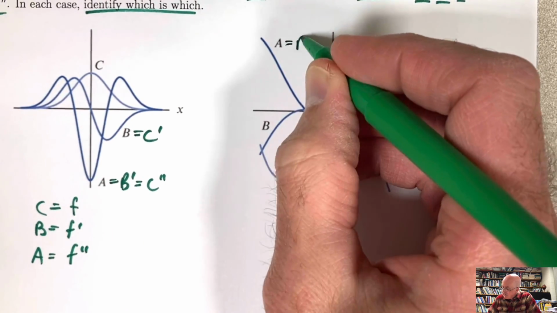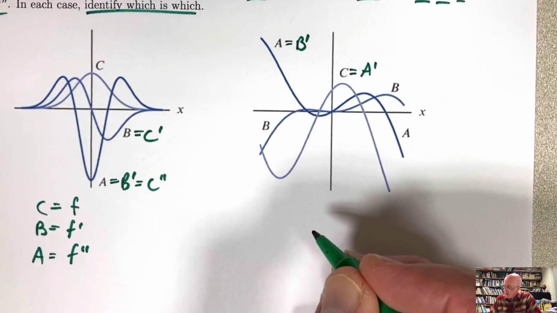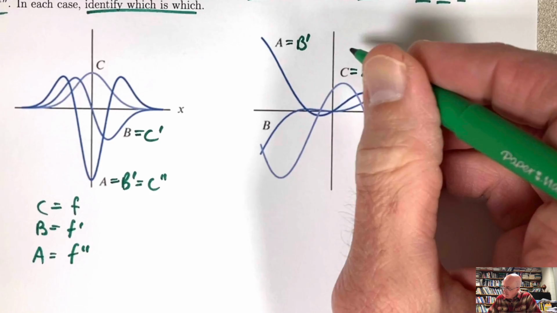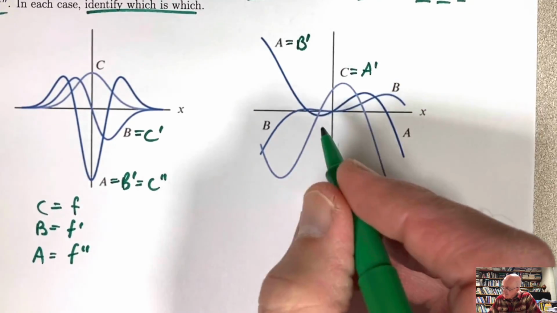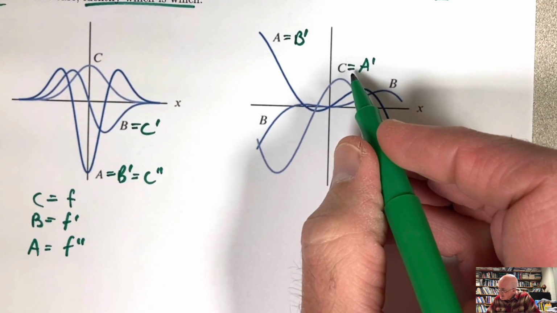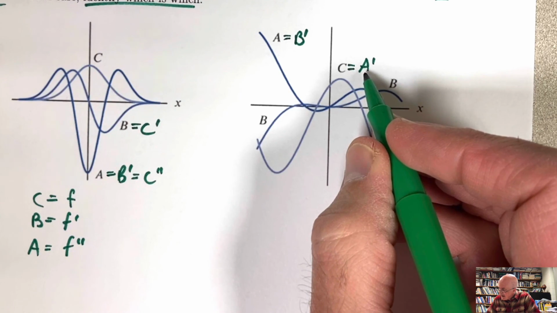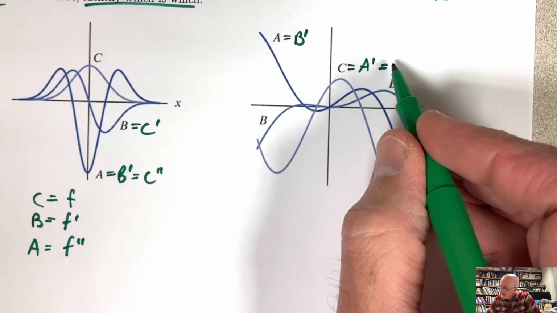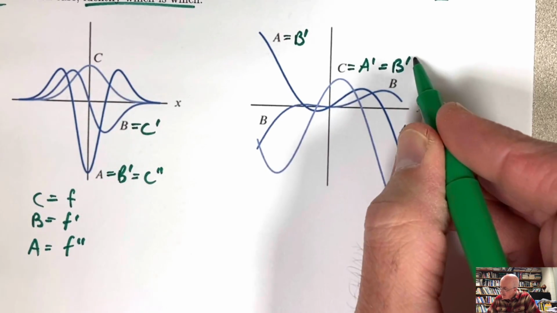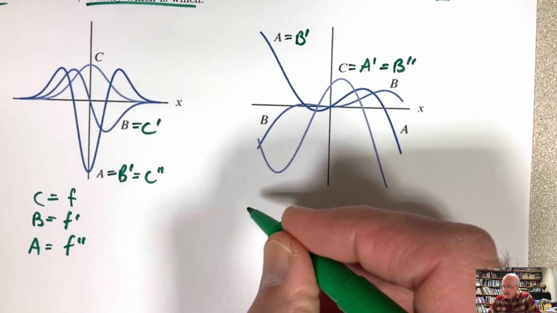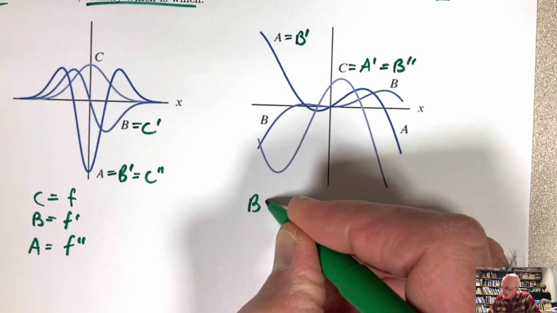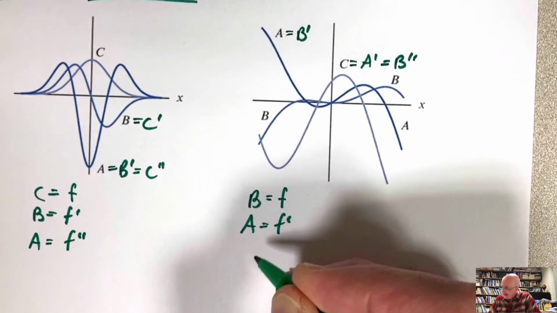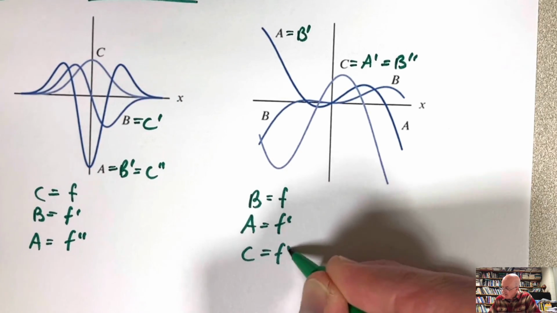A equals B prime. So, and that's going to be the same as, let's see. Sorry. What else can we say? B, a little confusing here. So C is the derivative of A, and A is the derivative of B. So C is also B double prime. It looks like then that B is f, A is f prime, and C is f double prime.